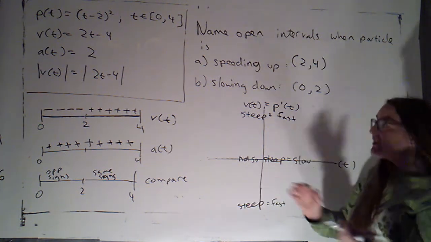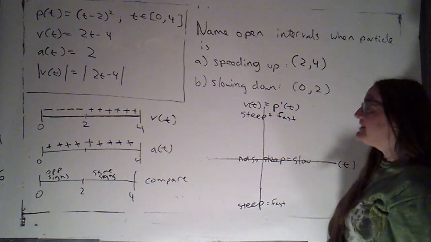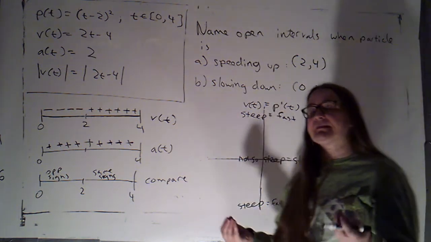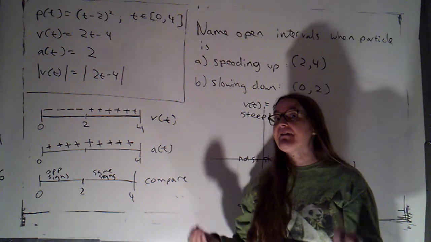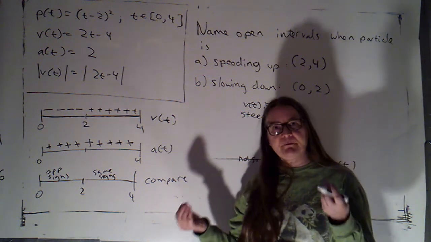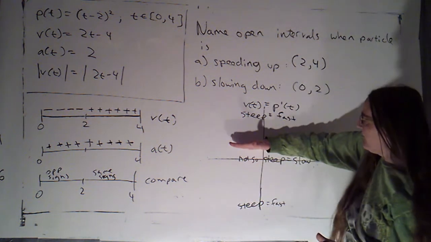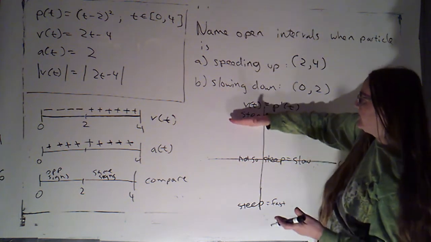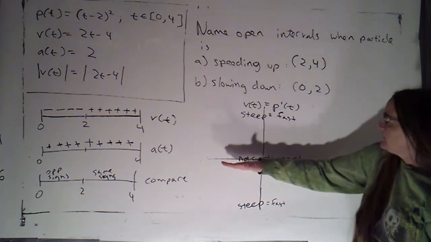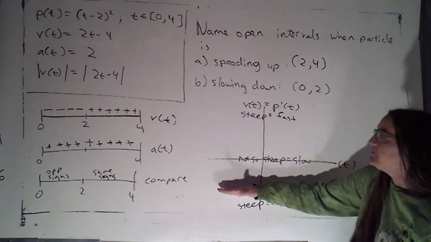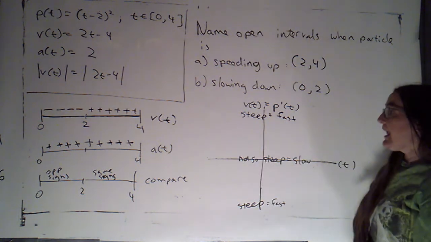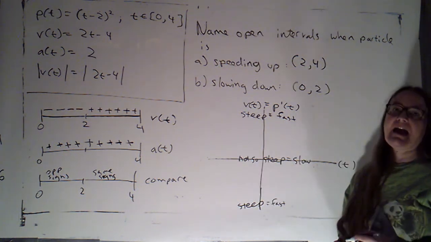Okay. So that confirms what we figured out, that speeding up is when velocity and acceleration both have the same sign. They're either both positive, so that we're above the time axis and moving up, or both negative, so that we're below the time axis and moving down. And we're slowing down when they have opposite signs.